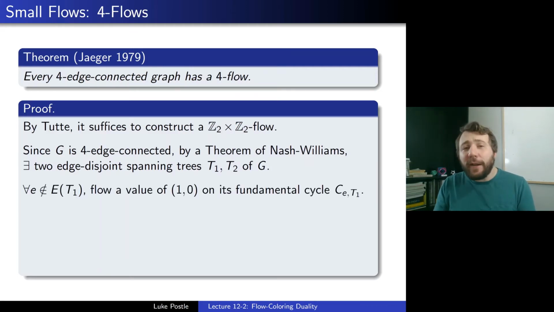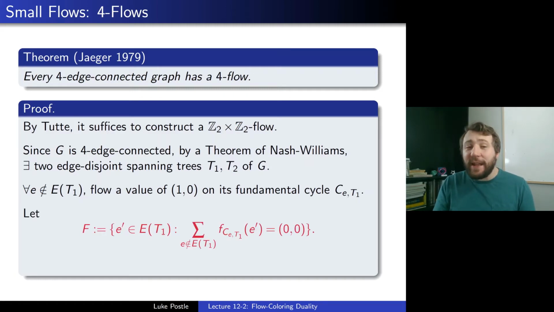How does this work? Well, for every edge that's not in the first spanning tree, E not in T1, we'll flow a value of (1, 0) on its fundamental cycle C_{e,T1}. So remember, every edge not in a spanning tree has a fundamental cycle with that spanning tree. And so now we get this fundamental cycle, we'll flow it. It doesn't really matter the direction, pick a direction and put a flow in the first coordinate in that direction. And now what happens? Well, everything outside of T1 will have non-zero first coordinates. So the issue is the edges that actually have 0 at this point.